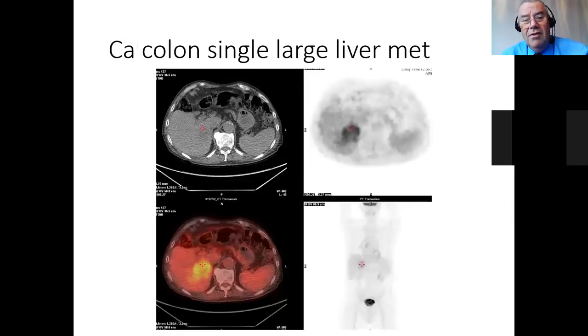So here we have a fairly simple one to identify. This is a patient who has a large single liver metastasis. We don't find anything else on the PET scan outside the liver. This patient has actually already had their primary removed. So this patient can now have a liver resection. And we know that makes a significant difference to outcomes.